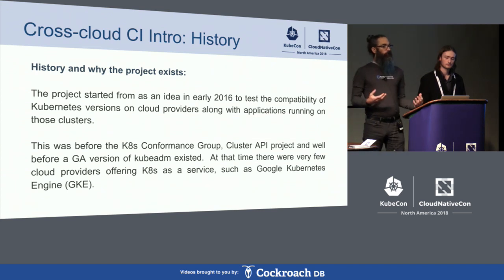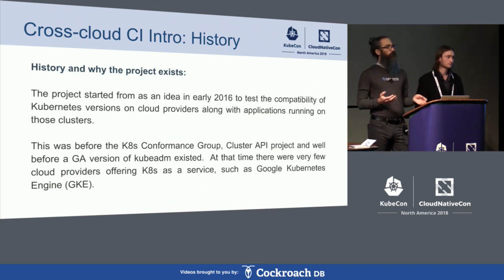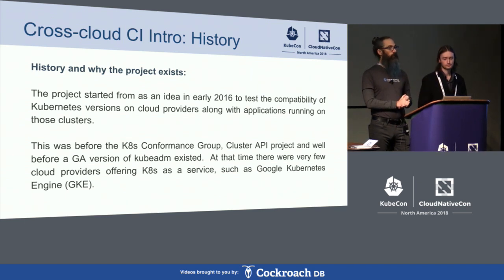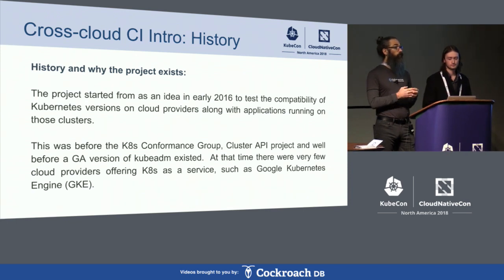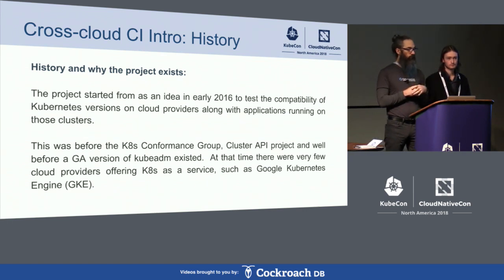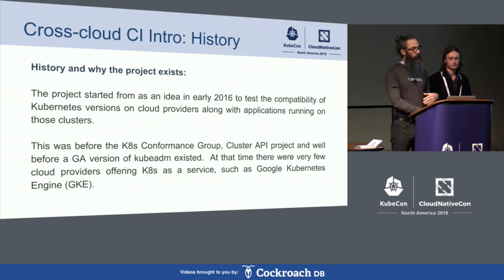So the idea for this project came late 2015, early 2016, about testing compatibility of different versions of Kubernetes on cloud providers, along with the applications and what they're going to use as far as features and everything else. And this was before the Kubernetes Working Group and other projects like Cluster API, getting cloud providers directly involved with the testing. There's no GA version of kubeadm, and many other projects that are trying to help with this. It's a complement to those at this point, but this is talking about where it was before.